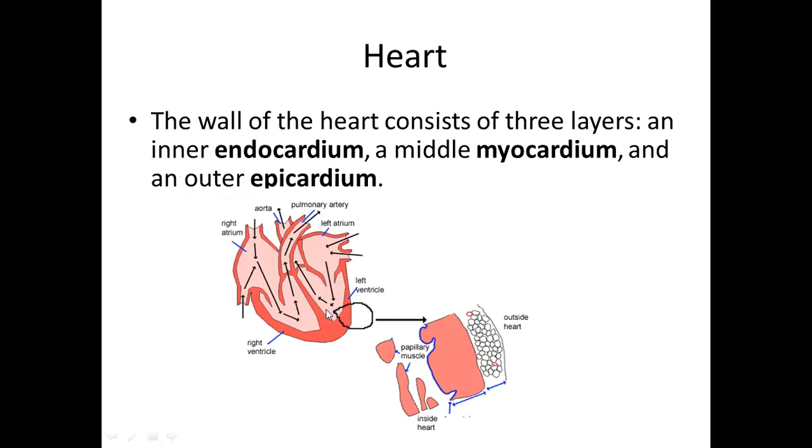The wall of the heart in any of these chambers is made up of three layers, namely endocardium, myocardium, and epicardium. They are schematically described here. The blue line indicates the innermost layer, that is the endocardium, then this pinkish portion delineated by this large arrow is the myocardium, and the outermost layer is the epicardium. We are going to look at the details of these layers individually first.